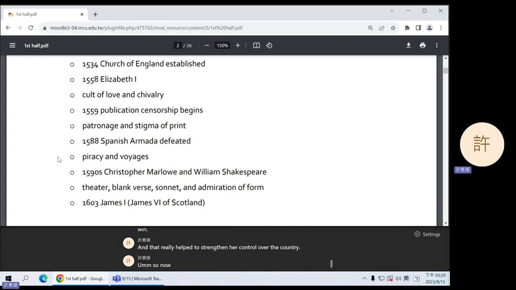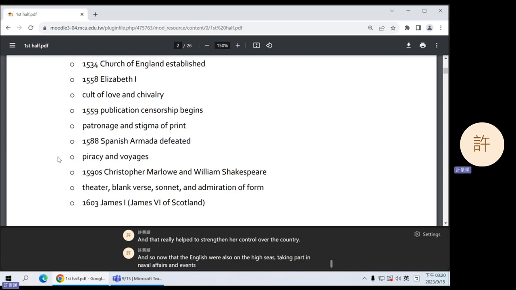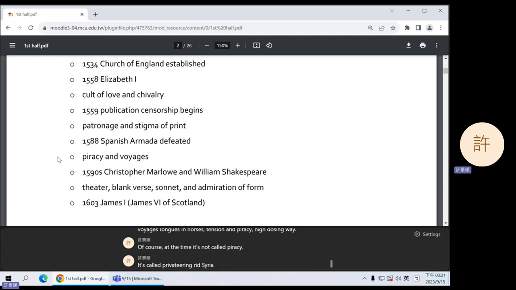So now that the English were also on the high seas, taking part in naval affairs and events, the two important activities that they did on the ocean were voyages, 长征或是探险, and piracy, 海盗行为. Of course, at the time, it's not called piracy. It's called privateering, 私掠船,私人的私. The idea is that if a boat can defeat another boat and control that boat, it can take whatever is on the boat.